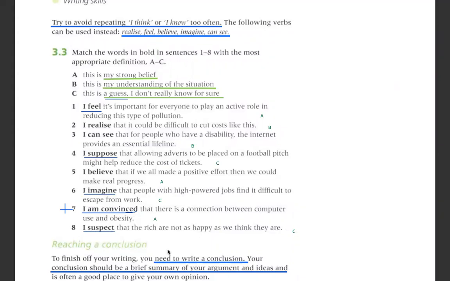So please use a variety of words in order to express your opinion. And when you're expressing your opinion, it's fine to use I. Okay, it's your opinion, so you can use I.